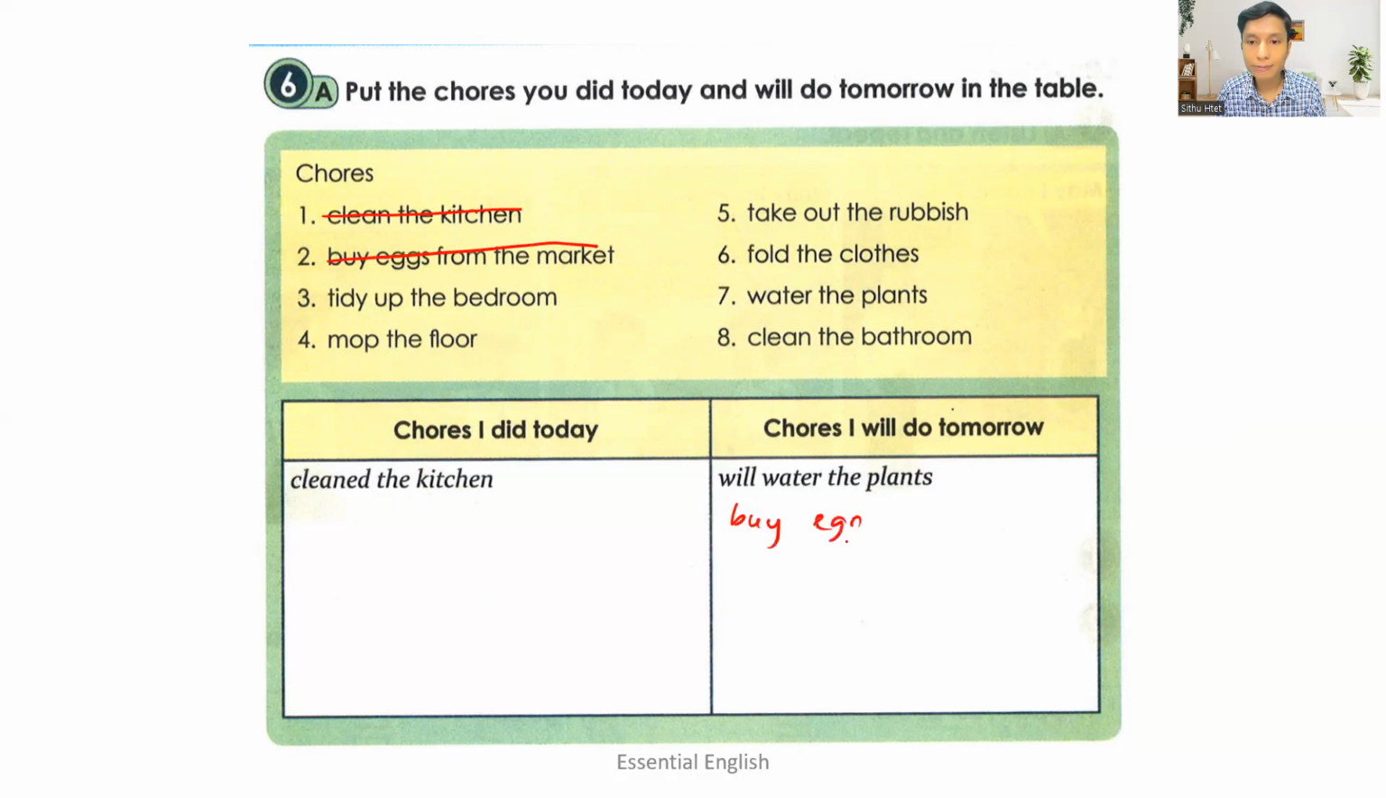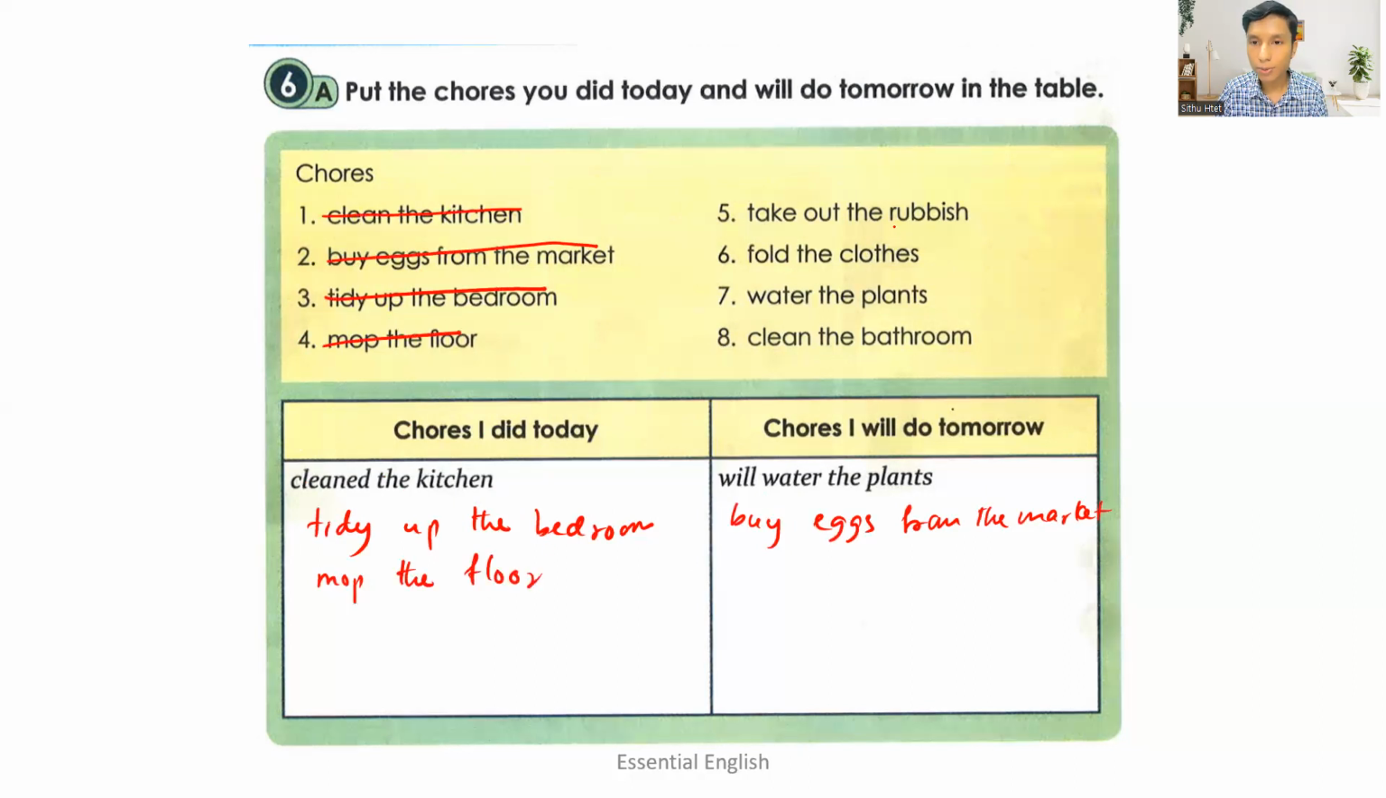Buy eggs from the market. You can also put the chore in the first column. Tidy up the bedroom. So did you tidy up the bedroom today? If you did, you can put the chore in the first column. Tidy up the bedroom and mop the floor. Okay, if you did it today, you can say mop the floor, and take out the rubbish.